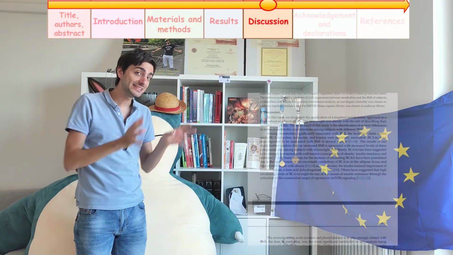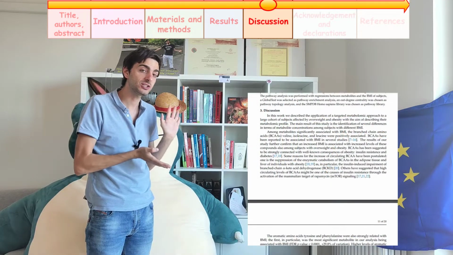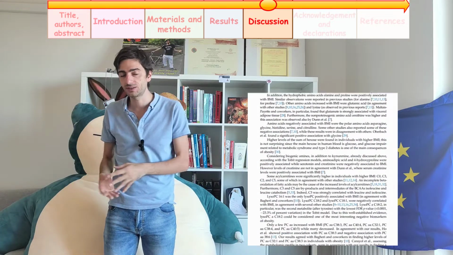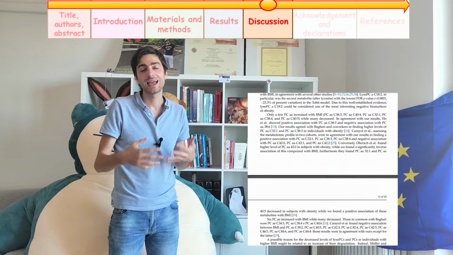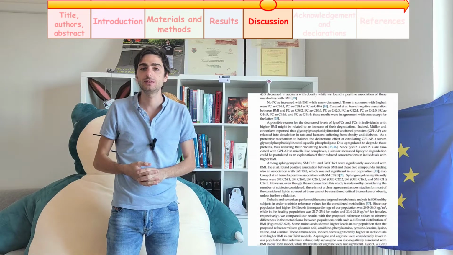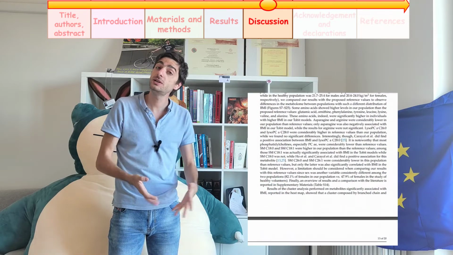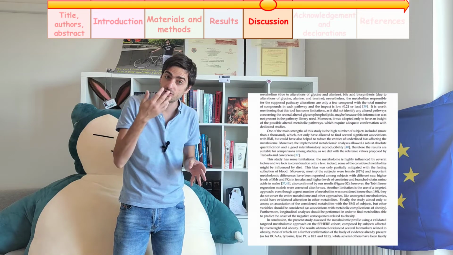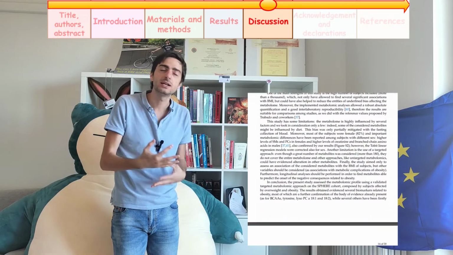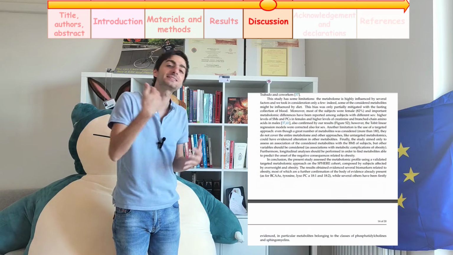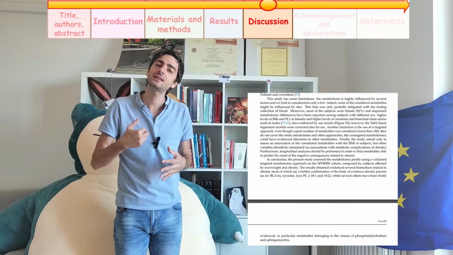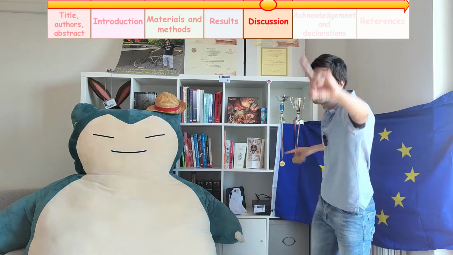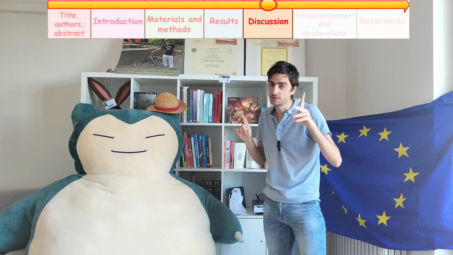And then there is the discussion section. The discussion section is the part where the authors of an article discuss the results obtained. Maybe they compare the results with articles by other researchers, and discuss, and the authors can give here their own opinions. But watch out, because this is very important.